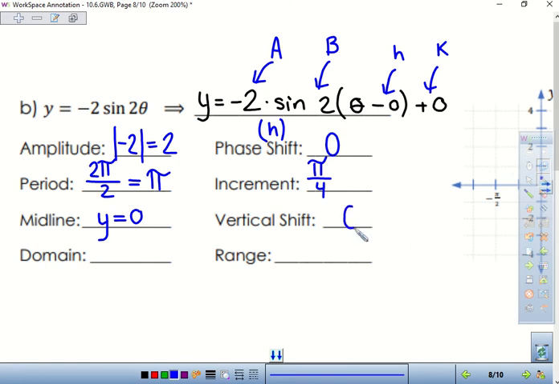Vertical shift, nothing, it's just 0. K is 0, that corresponds with k. And then we'll wait on domain and range until after we see our graph. So with this graph, I'm going to plug in a few points just to show you what's going to happen, okay?